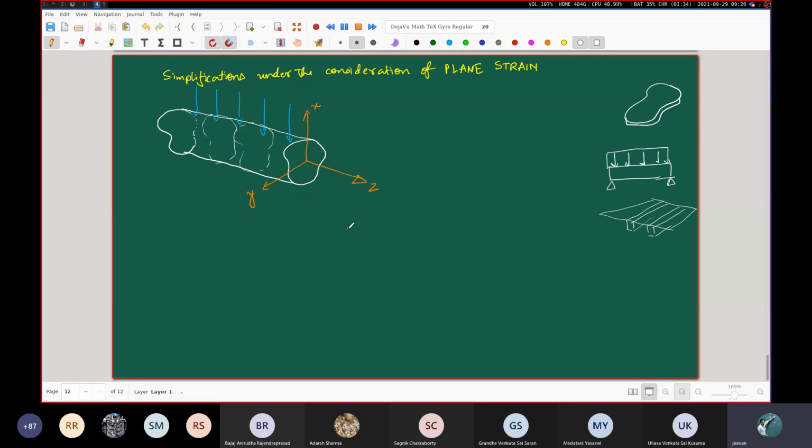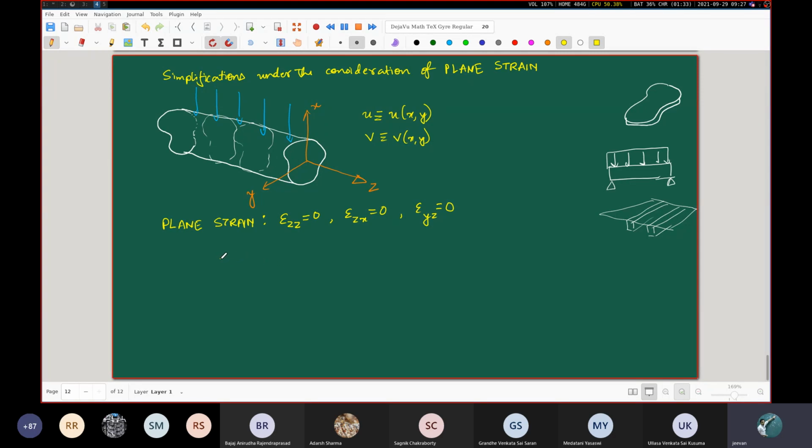All right, so let's try to see what happens under this kind of a situation. You understand that on any particular cross section, the deformations will be such that u will be a function of only x and y, and v will be a function of only x and y. What will eventually happen is that under the plane strain conditions, this is the most important thing which you must remember: epsilon zz is equal to 0, epsilon zx is equal to 0, and epsilon yz is equal to 0.